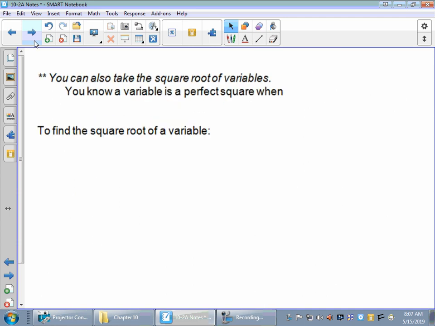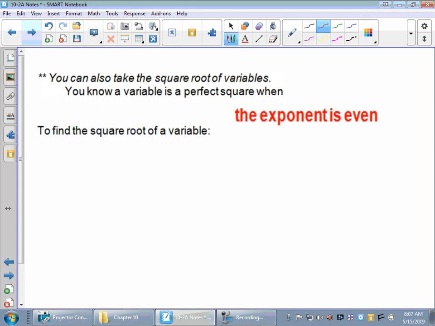Let's talk about variables now. You can also take the square root of variables, and we've done this a little bit before. Maybe you didn't even know you were doing it, but you know that the variable is a perfect square when the exponent is even. So if it's even, it's always going to be a perfect square if you remember your exponent properties, because when you multiply exponents, you add their exponents.